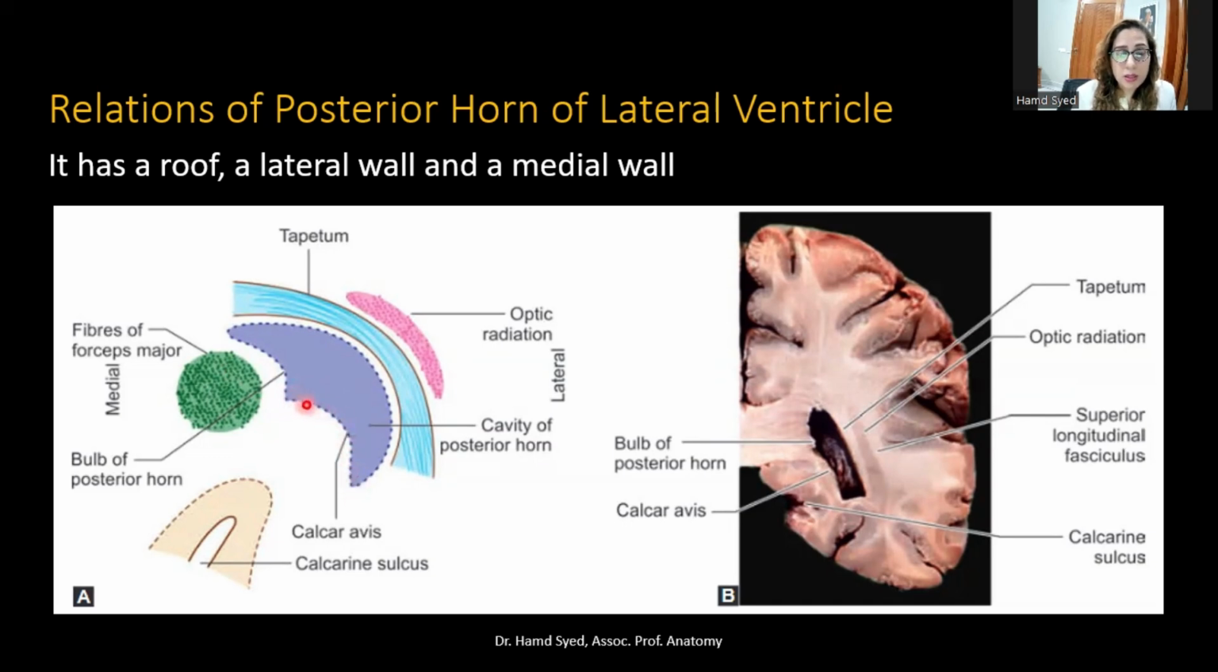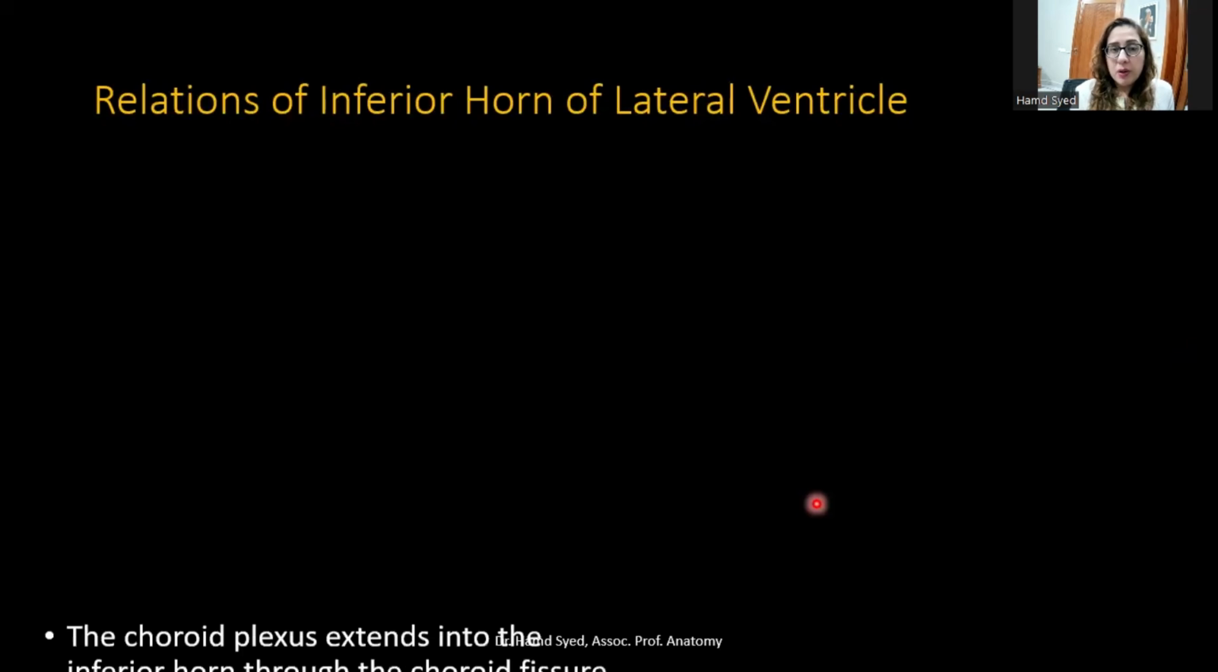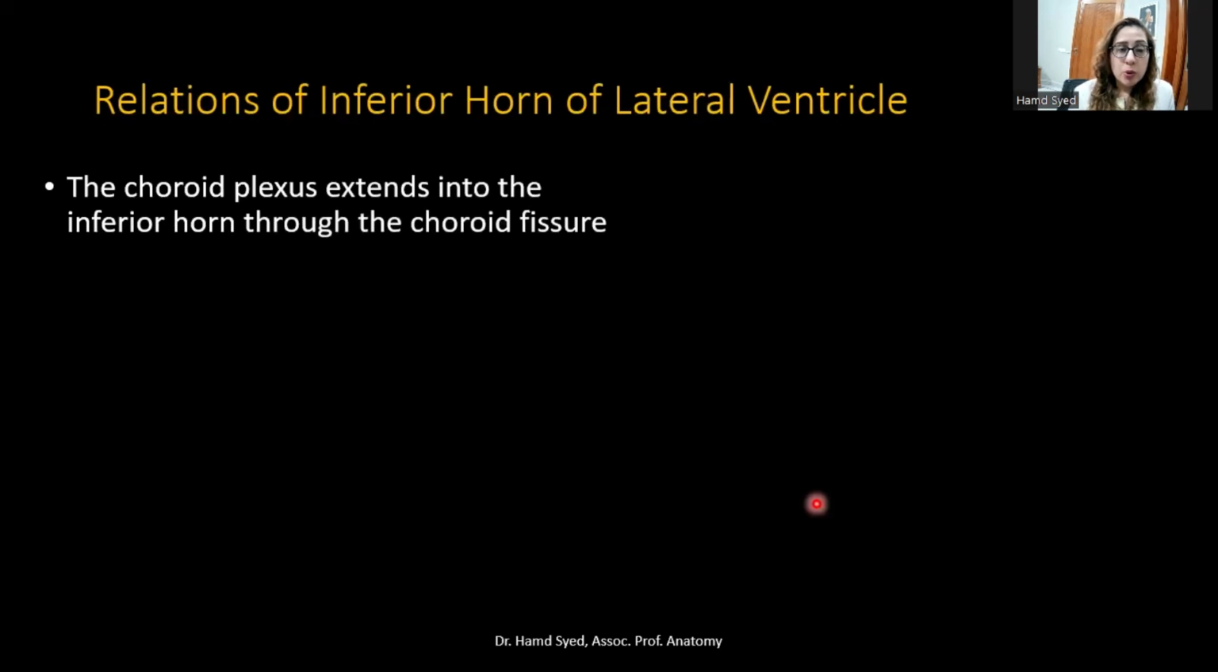Well, calcar avis is the bulge which is produced due to the pushing of the white matter by the calcarine sulcus. So these two bulbs or elevations are seen in the floor of the posterior horn of the lateral ventricle. And you can also see that in the prosected brain specimen over here, you can see these projections in the posterior horn of the lateral ventricle, the bulb of posterior horn, and the calcar avis, which is produced due to calcarine sulcus.